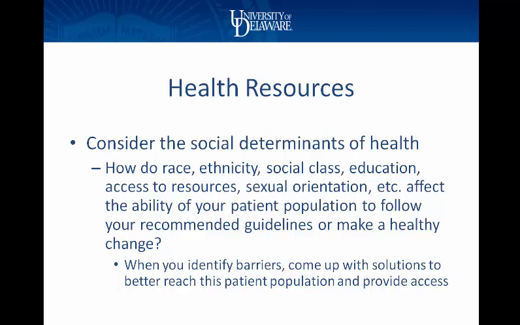First, you need to identify the social determinants of health that affect your population, and then identify specific barriers that they face. And then once you identify those barriers, you have to think about solutions to either better reach them, provide access to healthcare or educational materials, or transportation, or whatever it is that they need to follow your recommended guidelines.